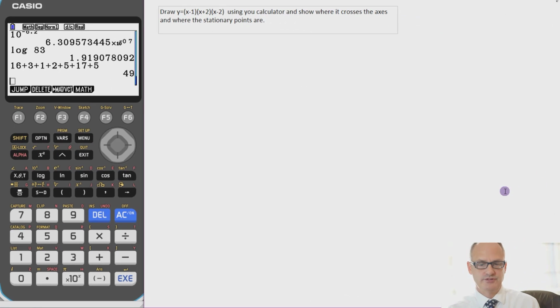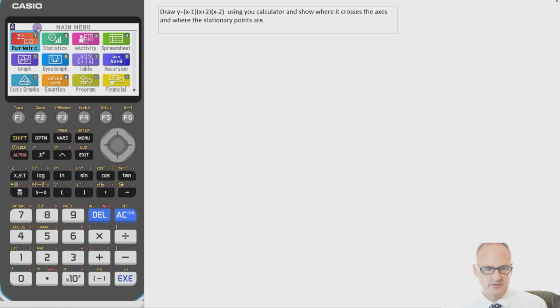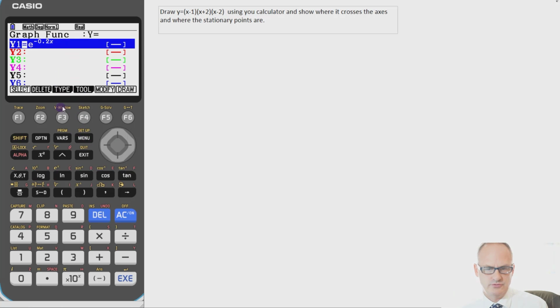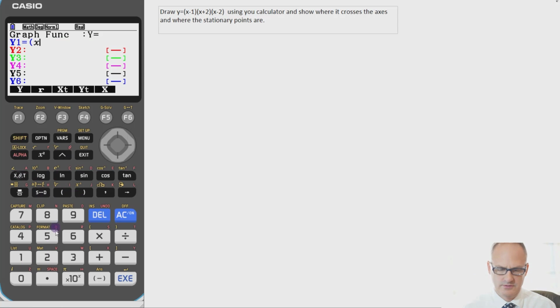Right, we're going to move on now to drawing this on our calculator. So we've got y equals x minus 1 times x plus 2 times x minus 2. So let's go to menu. My calculator's not behaving. Menu, and we want graph. And we're just going to draw. So what is it? x minus 1, close bracket, open bracket, x plus 2, close bracket, open bracket, x minus 2.